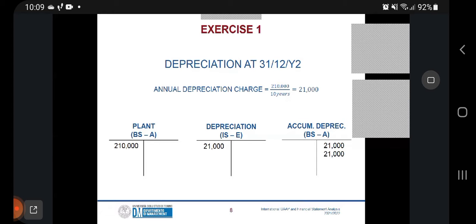Now you can see again the difference between the T accounts of the income statement and the balance sheet. Income statement shows only the flows that happen from the first day of the reporting period until the last one. While the accumulated depreciation is like the history of that asset, and then here you find the first depreciation charge for 21,000 and then the second one of the current year.